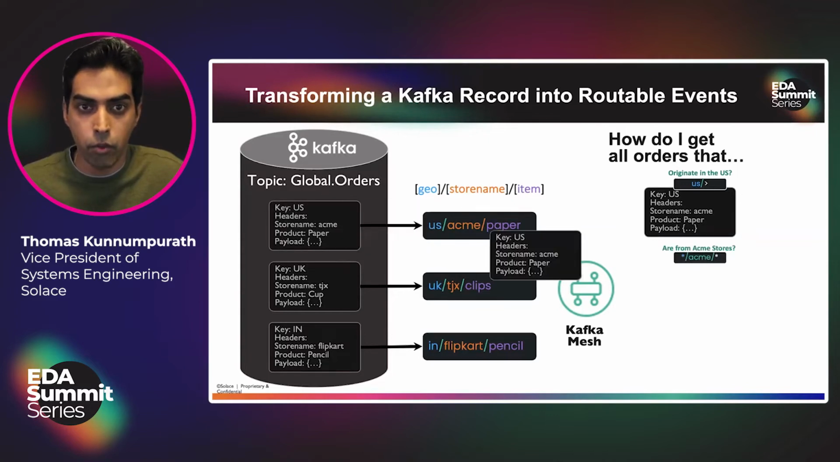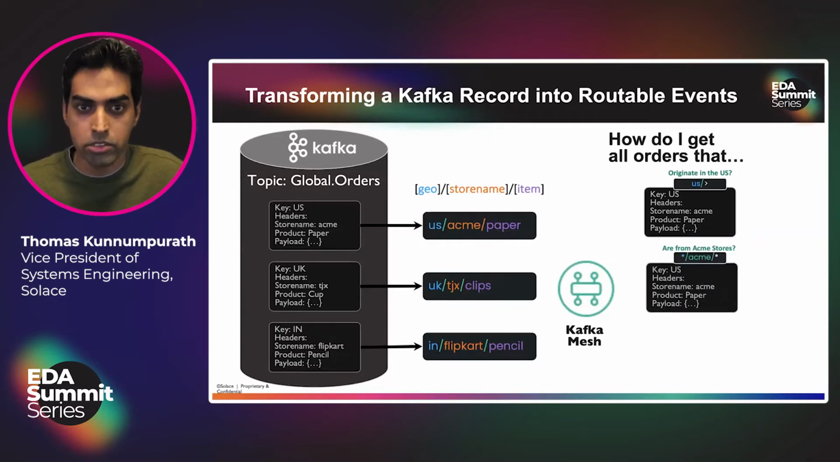And likewise, if I wanted to get all events that originate from the Acme store, regardless of the country that the purchase was made in, all I have to do is express a subscription as */Acme/*. Then all records that match that specific topic pattern, which essentially means that it doesn't matter which country the event originates from and what product the record mentions, will be routed to the second subscriber.